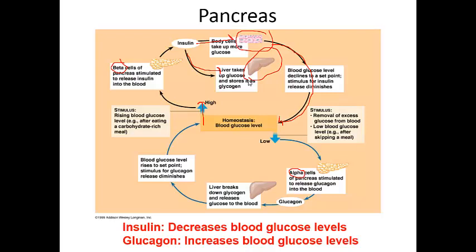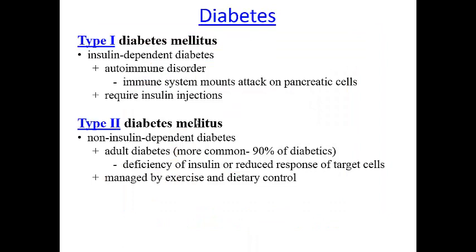If your blood glucose levels go low, they go down, maybe you skip breakfast, the alpha cells in your pancreas will release glucagon. Glucagon travels to your liver and takes that glycogen, that polysaccharide, and breaks it down into glucose and will flood the bloodstream with glucose. So it's going to raise glucose levels.